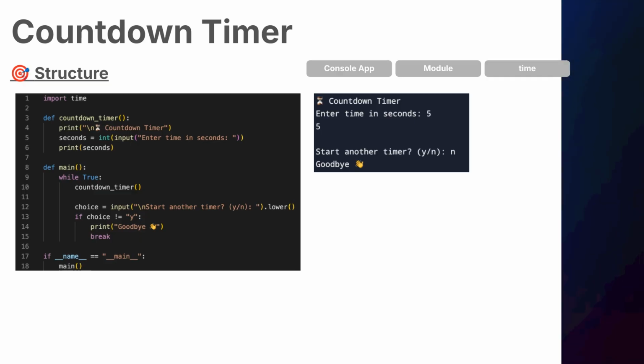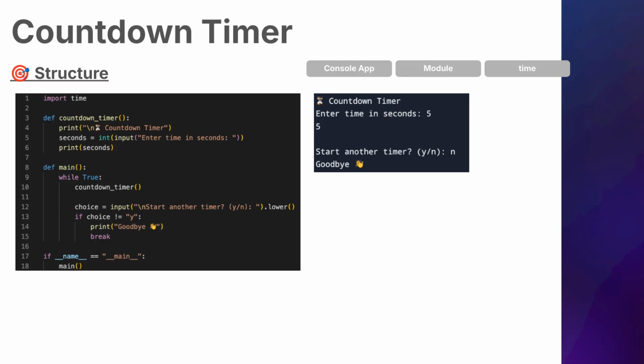Inside this function, we're preparing everything the timer needs before the countdown even starts. We read the input, convert it into a number, and make sure the program has the data it needs to continue. By isolating this logic inside countdown timer, we keep the code clean, readable, and easy to reuse.